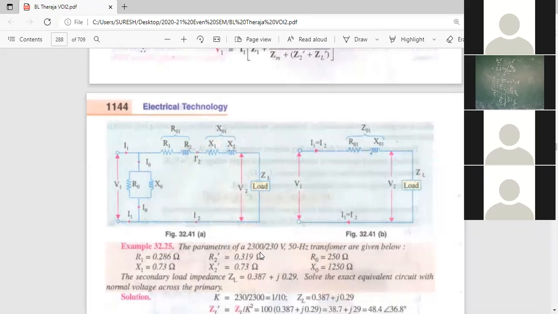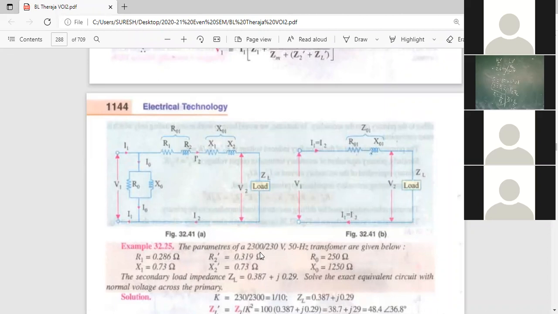In exam, if they ask, define equivalent circuit for 5 marks, you have to write the first 2 circuits what you had drawn previously. Next, these 2 circuits also. These 4 circuits you have to draw, and you have to derive the formulas. Which formulas? R01, X01, Z01. These 3 formulas we have to write in the exam.